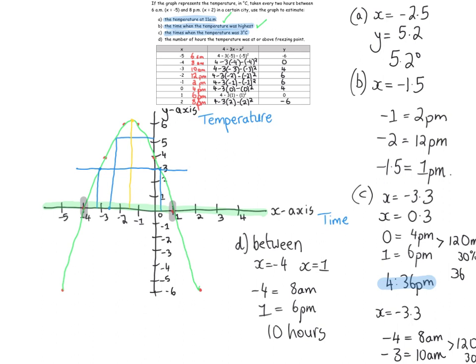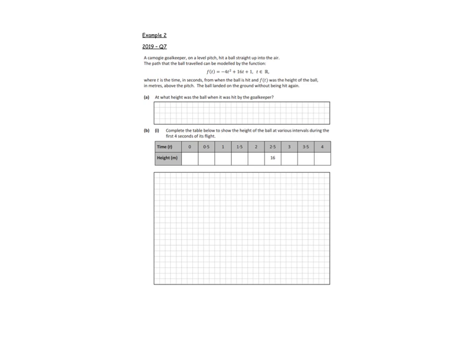So then we can go back up here and we can put in what we have. So we know the number of hours the temperature was above or at freezing point is 10 hours. So we've got that done. So that's that question completely finished, and I'm hoping that makes more sense now. The next few questions that we have, I'm going to go through our past exam questions. So for example, example 2 here is the 2019 question 7.